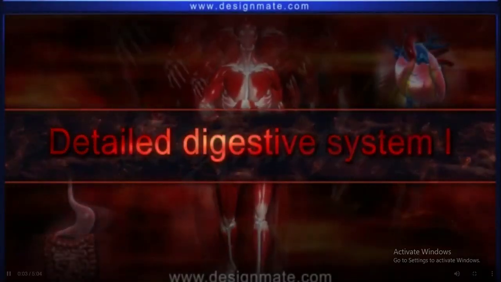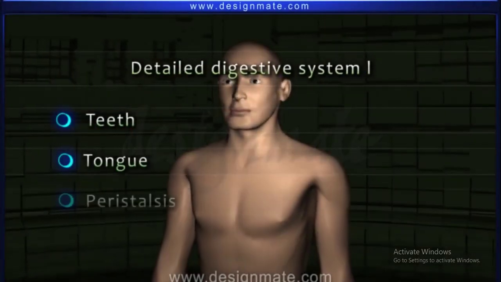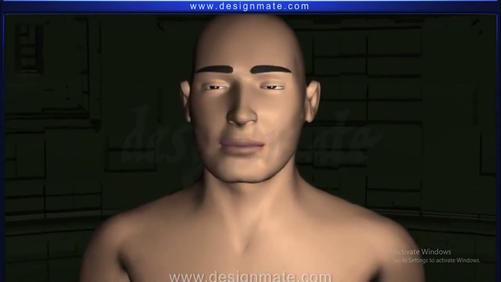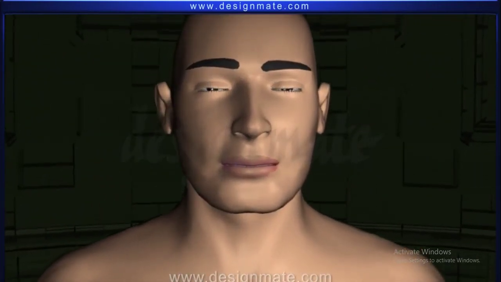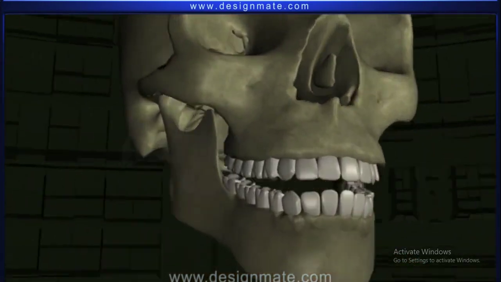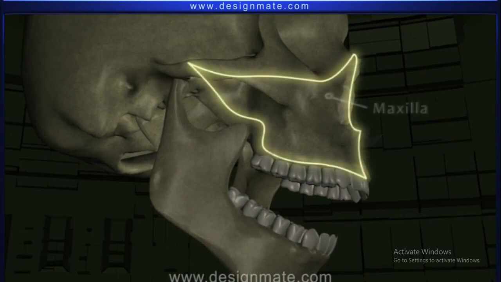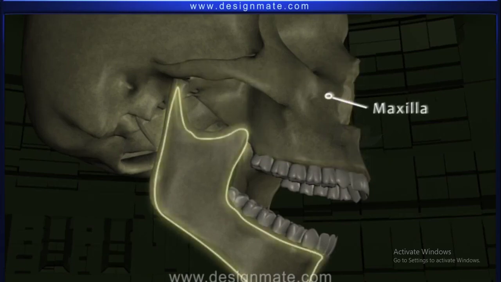Detailed digestive system 1. In this topic, we will learn about teeth, tongue and peristalsis. The mouth is surrounded by a pair of lips, and has an upper jaw called maxilla and a lower jaw called mandible.